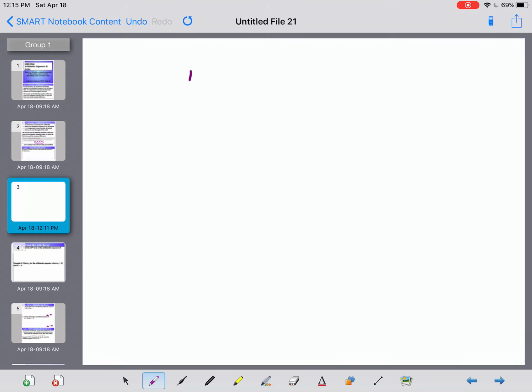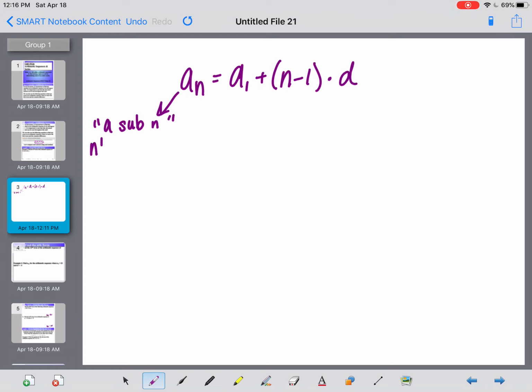Okay, so my formula, the way that it's read, a sub n equals a sub 1 plus n minus 1 times d. Okay, so a sub n. This is the nth term. That means that it's any term that we want to talk about. It's the last term for however many we're talking about. Okay, because n here is the term number.